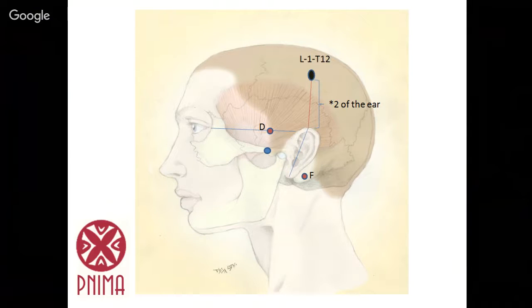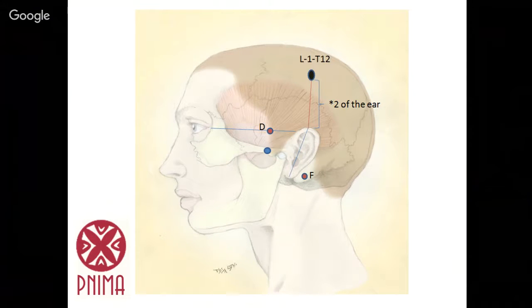Now, the D point is actually what I've drawn out. The blue line here is an imaginary line which you draw from the root of the ear towards the outer canthus of the eye. The point is located where this line crosses the front hairline of the sideburn. What you want to do is palpate this point and look for sensitivity. When you find the sensitivity, you needle it, and this will have an effect on the pain in the lower back.